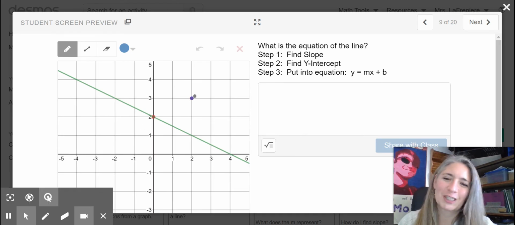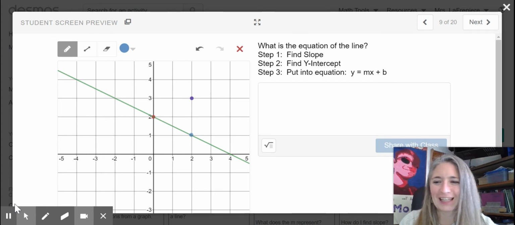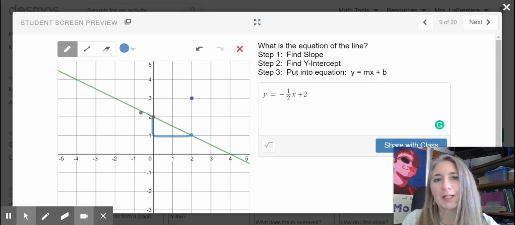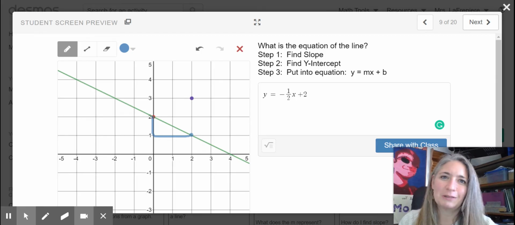I put the dot in the wrong spot on this one, so let's go down and put a dot here. Now you can try this one. So for this one, remember with my slope, I'm going down first, so it would be -1 over 2, and then that y-intercept is just 2 because that's where it crosses the y-axis. So let's try another one.